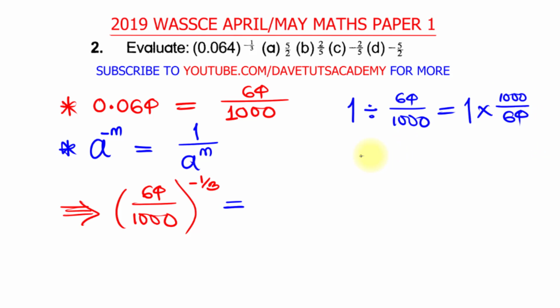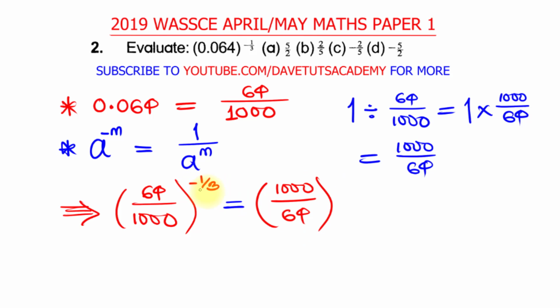Okay, so this is going to give us 1000 over 64, and if we bring that into what we've been trying to solve, that means this will now become 1000 over 64, meaning that we have taken care of the negative sign of the power. Then we have this as 1 over 3. So if we want to further work on this, we can say, look at 1000.